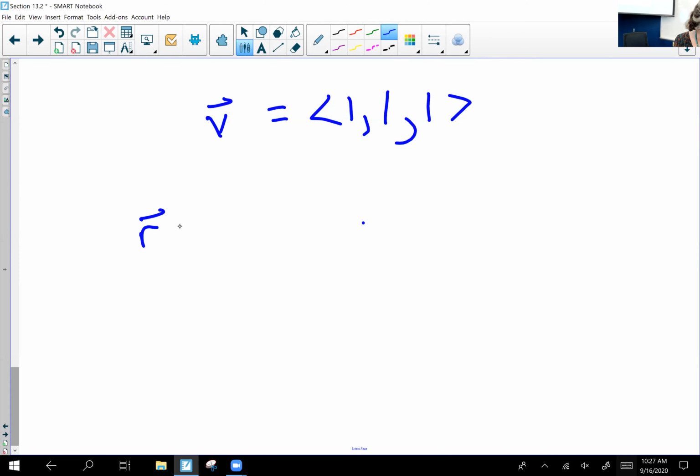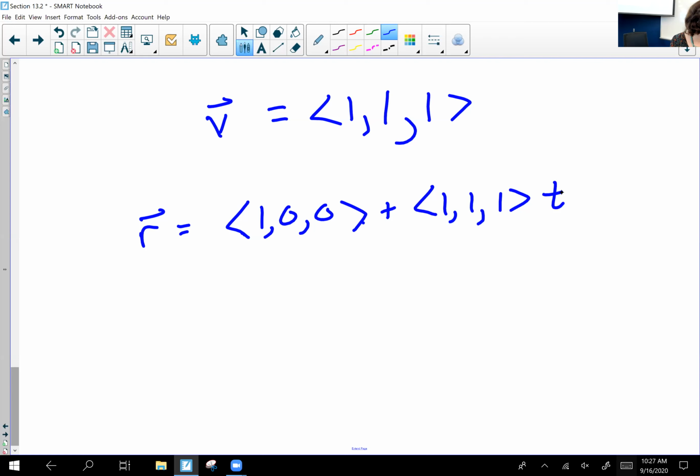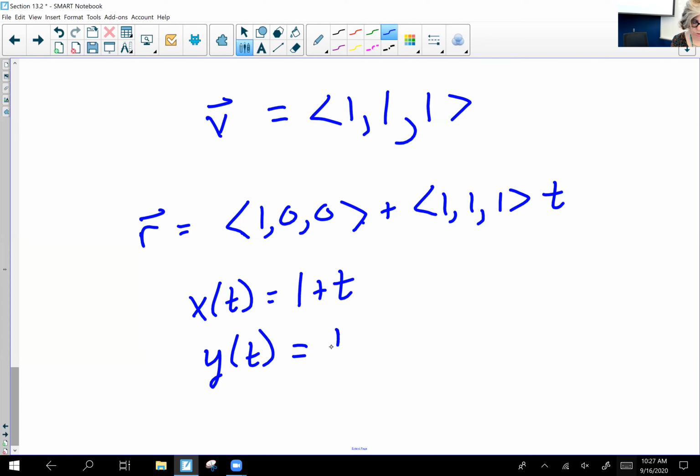So our vector is then going to be my r naught, which is 1, 0, 0, plus 1, 1, 1 times t. This then gives us our parametric equations, and I believe that WebAssign is going to have you do it out this way. X of t is then going to be 1 plus t, y of t is then going to equal just your t. In fact, here we can write it just as a bit of a review on how these work.